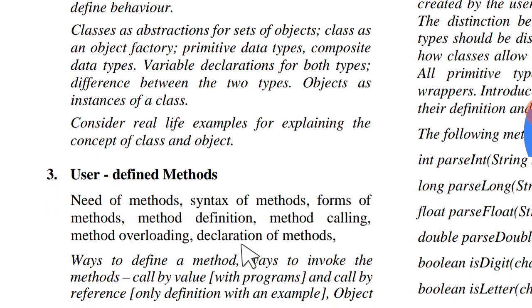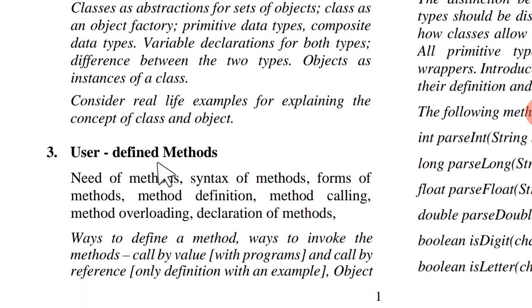All right, now after that, students, we have got user defined methods, need of methods, why the method or function, basically method means functions, why the method is required, syntax of methods, forms of methods, method definition, method calling, method overloading. All right, see the polymorphism is there. Okay, declaration of methods. All right, now ways to define a method, ways to invoke a method, which they are calling here method calling. All right, method definition, ways to define a method. Call by value with programs, please notice this thing, right? And call by reference only definition with an example.